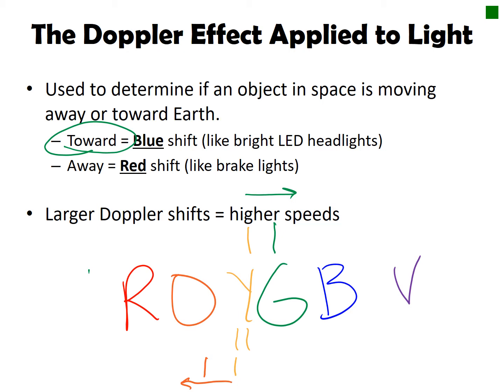If it's a red shift, meaning it's shifting more towards the red or the long wavelengths, then it is going away from you. If it is coming towards you, the wavelengths are getting shorter, they're more condensed, more frequent. That is going to be more of a blue or violet shift.